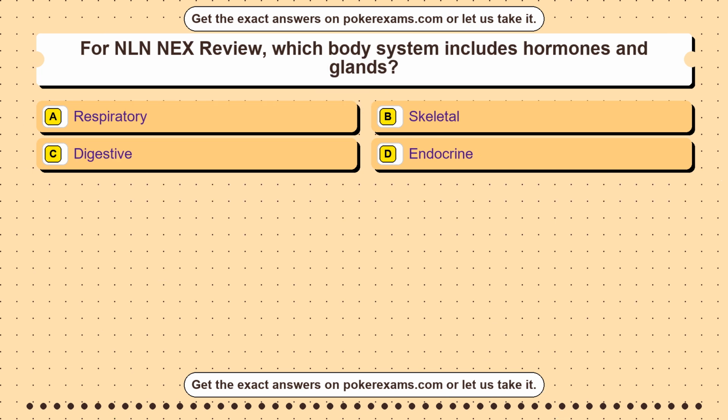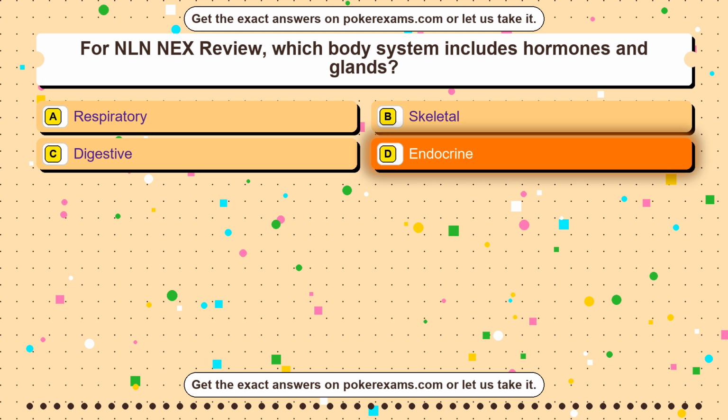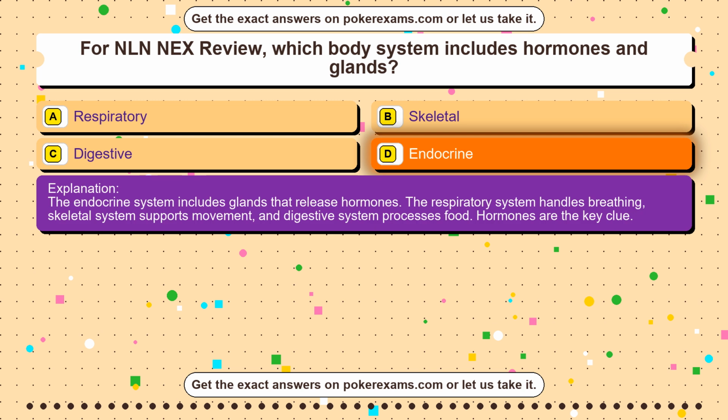Question 42. For the GED reading practice test, which slope is shown by rise 6 and run 3? Option A, 3. Option B, 6. Option C, 9. Option D, 2. The correct answer is option D. Slope equals rise divided by run, so 6 divided by 3 equals 2. Option B uses the run only, option C uses the rise only, and option A adds the values. Slope measures rate of change.